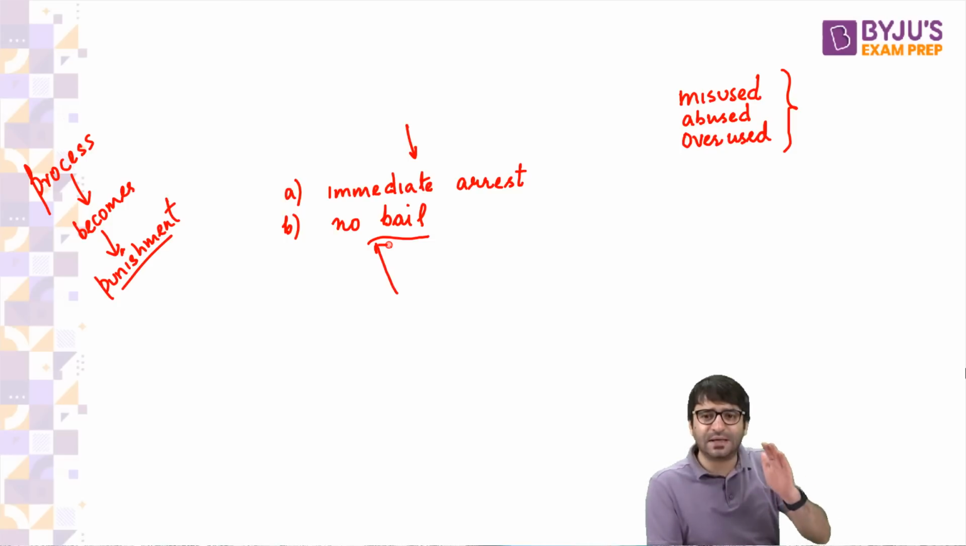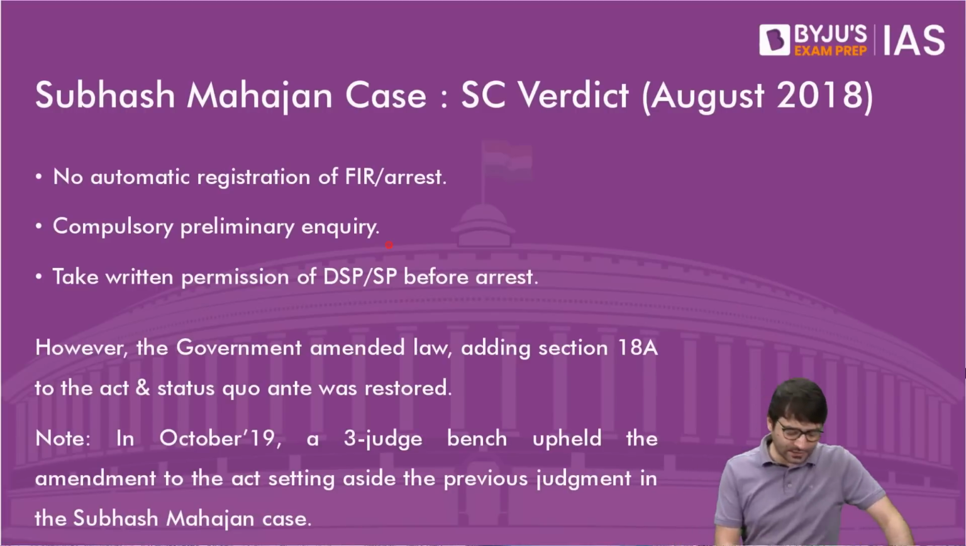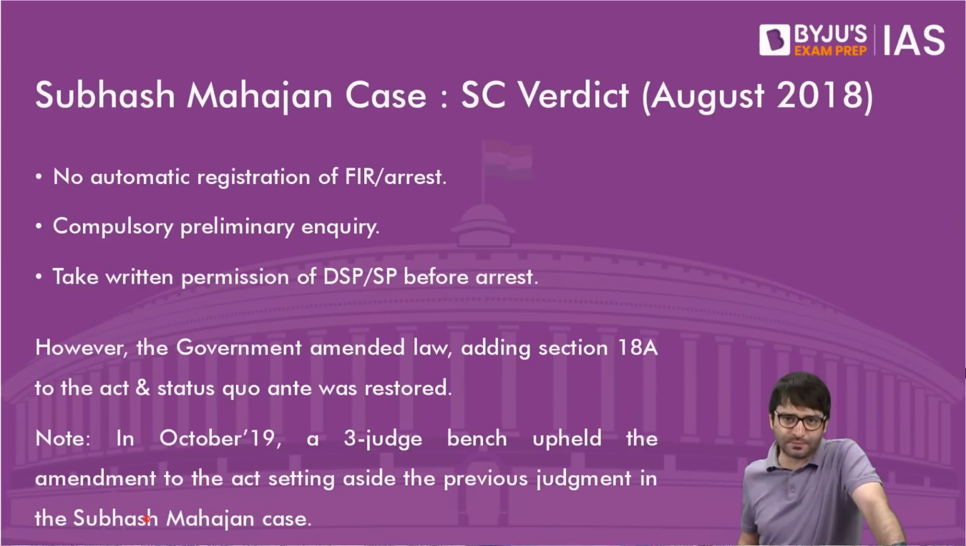People have been languishing in jail for years and years together, and some people say also under false cases. The matter went to the court. The Supreme Court said we have to somehow prevent the misuse of this law because the law is being misused. Now, there are certain guidelines that we will mention. In Subhash Mahajan, the Supreme Court gave its verdict in August 2018.